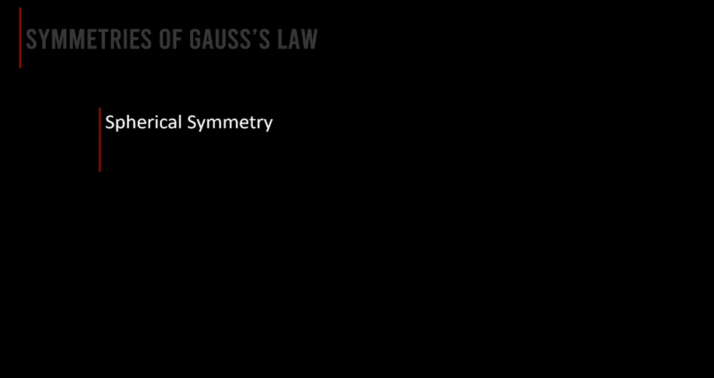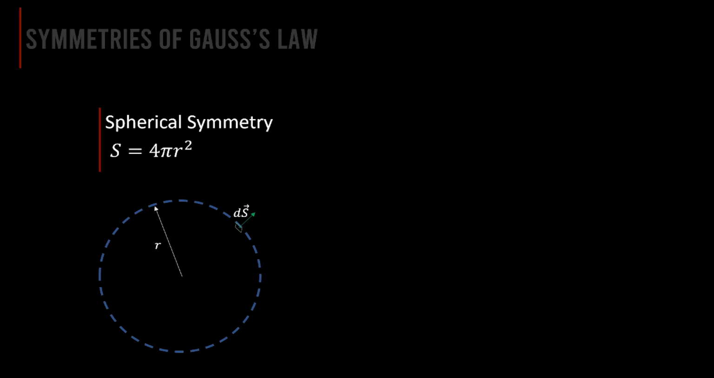Okay, so now let's look at some more symmetries of Gauss's law. We've already talked about the spherical symmetry, so we'll talk about that really quickly here. So in spherical symmetry, we have some sphere, has some radius of r, some tiny little surface element ds is going to be pointing perpendicular to the surface. And so when we add up all of those tiny little ds's, we're going to find the surface area of a sphere is just going to be 4 pi r squared.